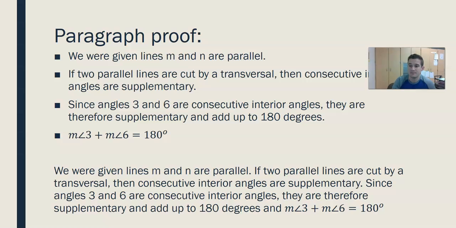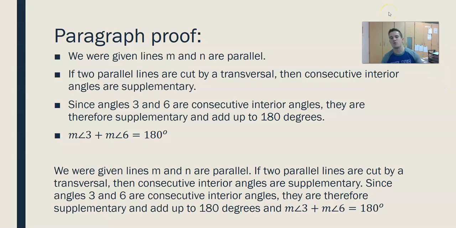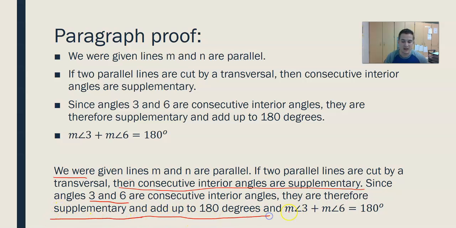This is how I typed it up. Mine's a little bit more excessive, a little bit longer than yours would need to be. But here are each of the things that I discussed. We were given that lines L and N are parallel. That's what we started with. So if two parallel lines are cut by a transversal, then consecutive interior angles are supplementary. That's a tool that I have at my disposal. That's a card I can play. Since angles 3 and 6 are consecutive interior angles and therefore supplementary, they add up to 180 degrees. So 3 plus 6 is equal to 180 degrees. That's an example of a pretty short, pretty simple, pretty straightforward proof.